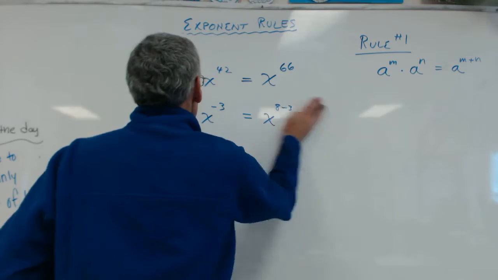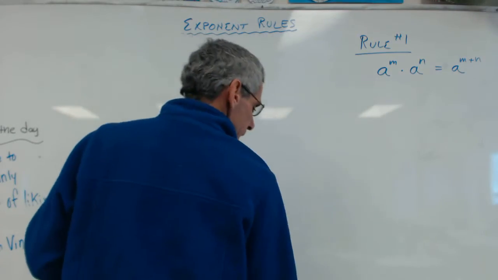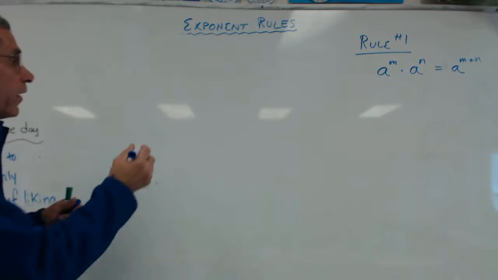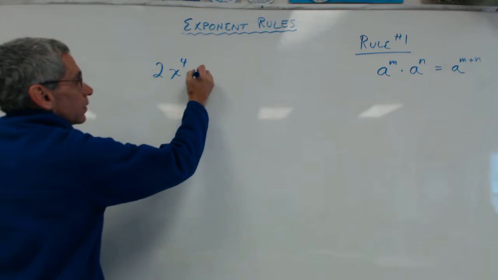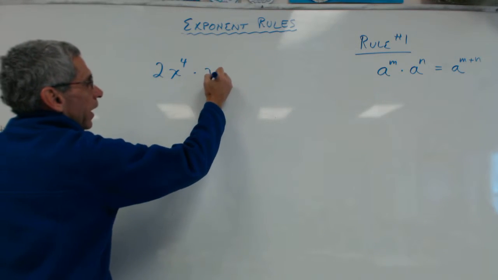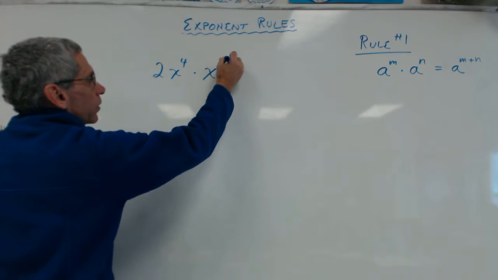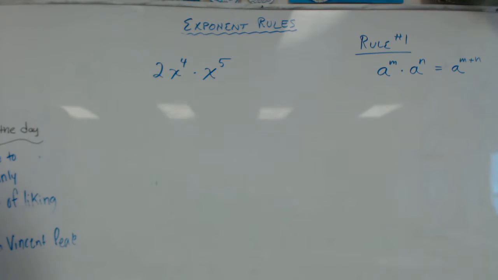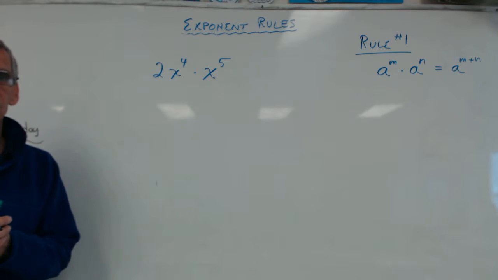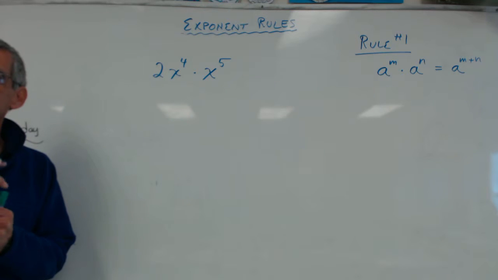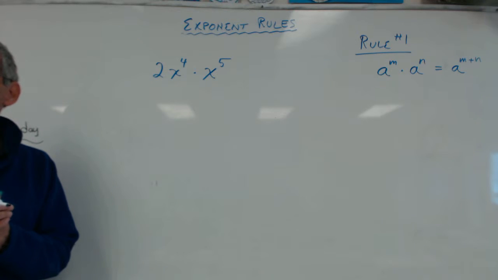All right. So now I'm going to make it slightly harder. What if I gave you this? 2x to the 4th times x to the 5th. What would the answer be? Wouldn't you have to divide by 2? 2x to the 20th? It's 2x to the 9. No. 2x to the 7. No. X to the 7th, yeah.